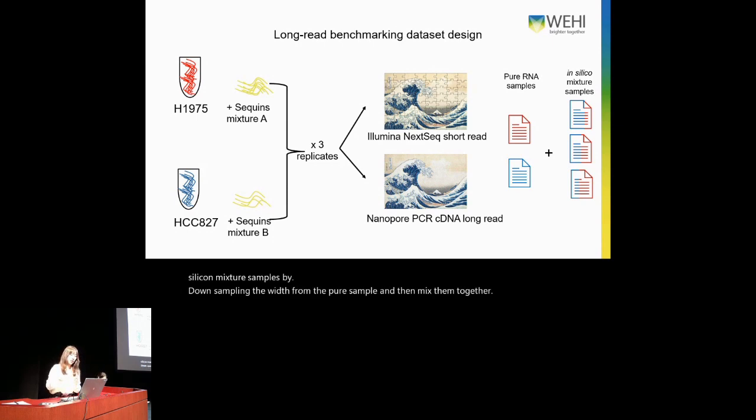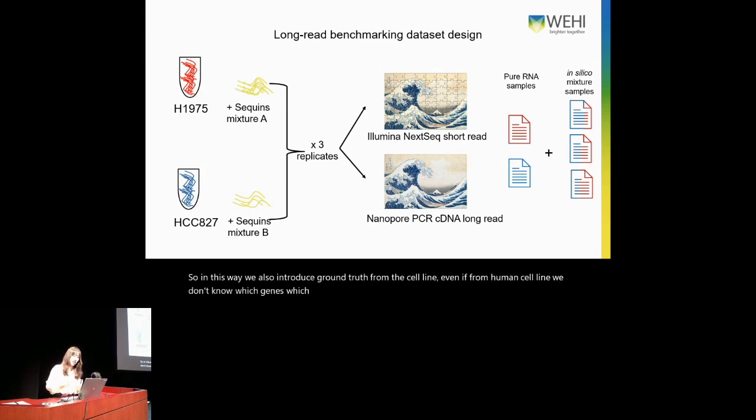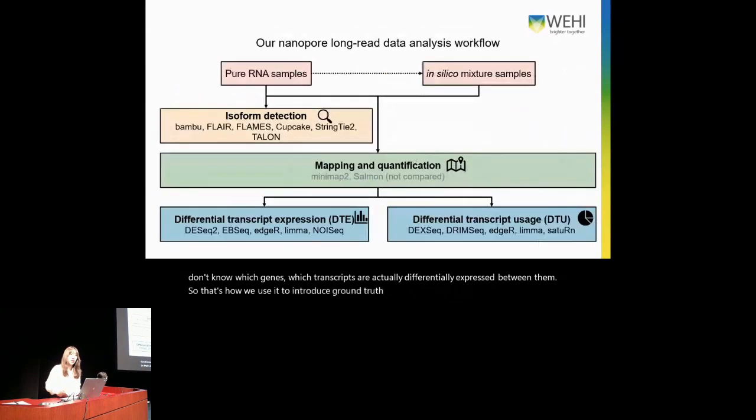So in this way, we also introduce ground truth from the cell line, even if from a human cell line, we don't know which genes or which transcripts are actually differentially expressed between them. So that's how we use it to introduce ground truth. And after that, I'll talk about the results. Firstly, here's the analysis workflow.